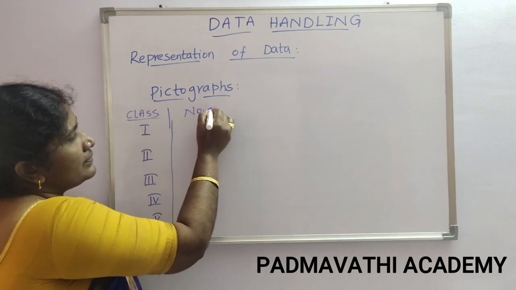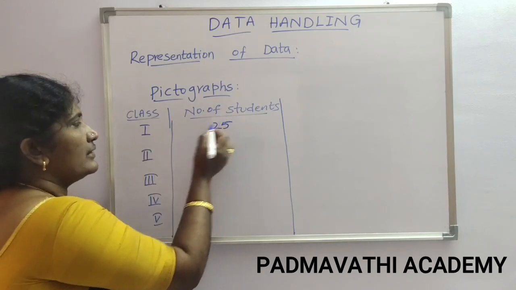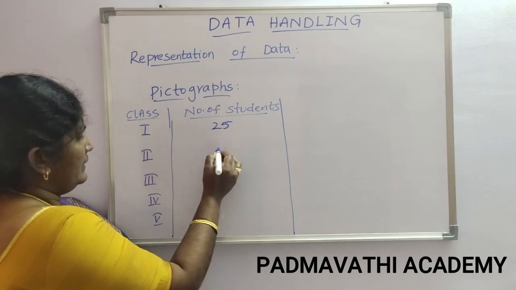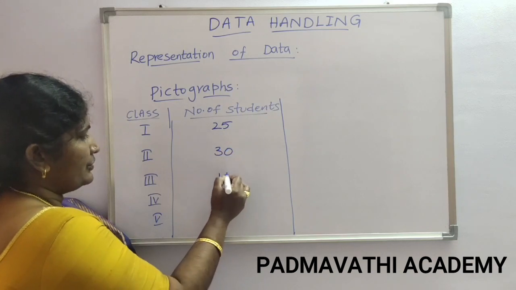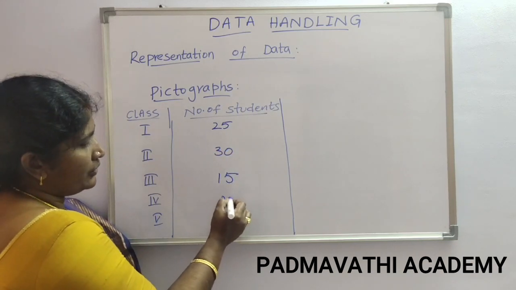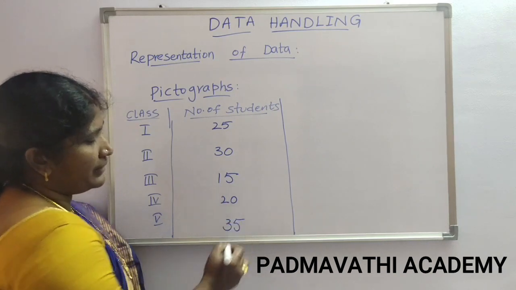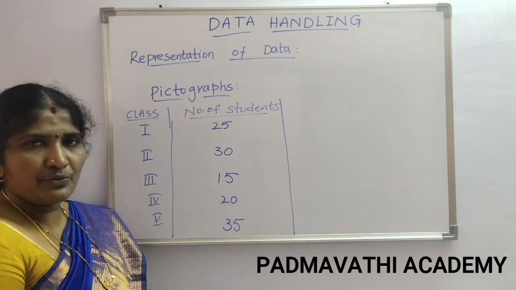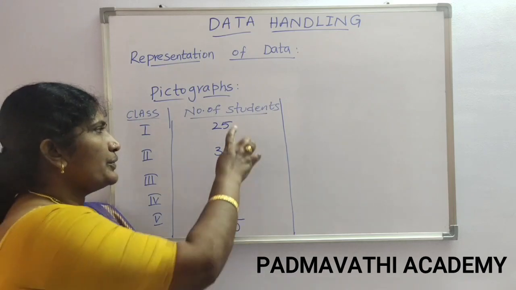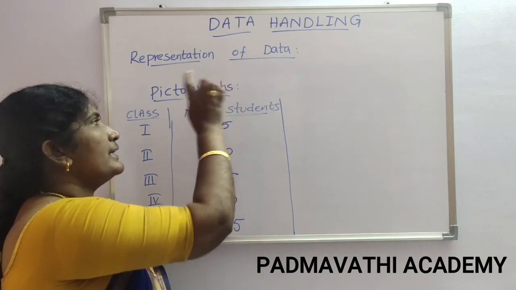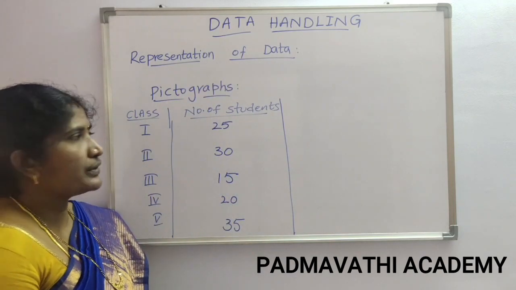Number of students in first class there is 25. In first class 25 students, second class 30 students, third class 15, fourth class 20 and fifth class 35 students are there. This is the information we collected. Now we want to represent this data in pictographs. How to write a pictograph for this?